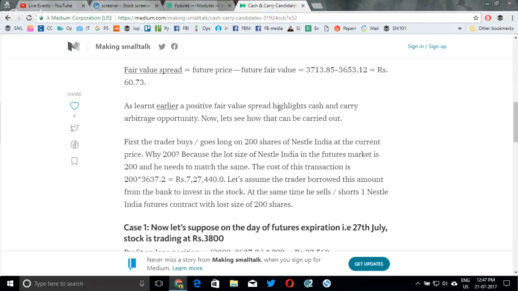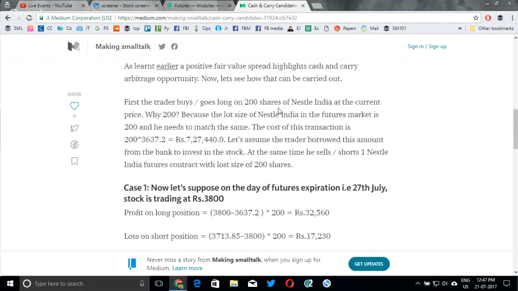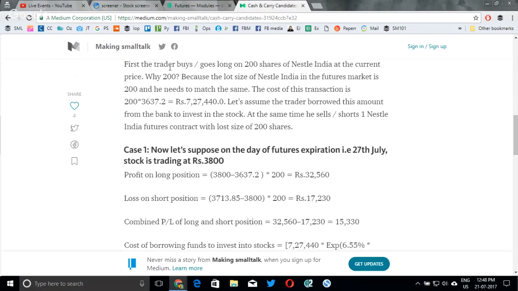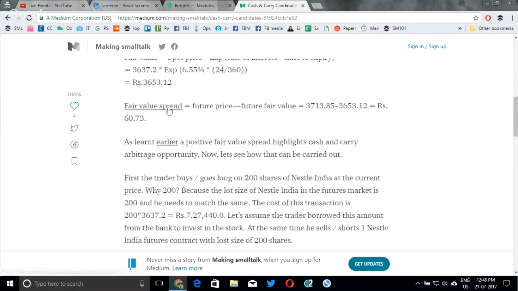So now let's see what are the different positions that we will be opening in order to execute this cash and carry arbitrage. Now first, the trader buys, that is, goes long on 200 shares of Nestle India at the current price. Why 200? Because the lot size of the Nestle's future contract is also 200, and what we need to do is to ensure that we have the same quantity of the Nestle shares on both sides. So given that we established that the fair value spread is positive, we would be opening a short position on the futures contract of Nestle.